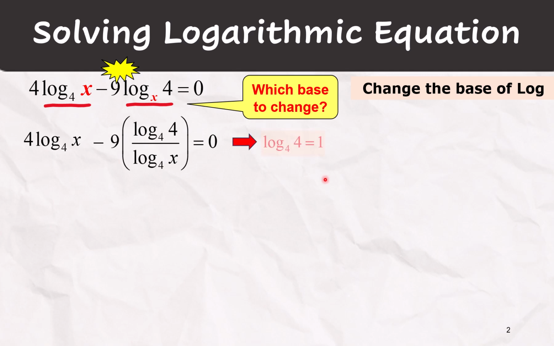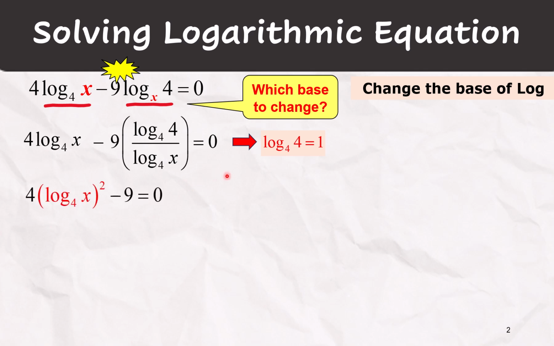Now with this, we also know that log base 4 of 4 is equal to 1. So I can simplify the numerator to get a 1, which means the denominator is log base 4 of x. Now, for any fraction, that is our greatest enemy. So the first thing that we need to do is get rid of the fractions. And to do that, I will multiply throughout the whole equation by log base 4 of x.